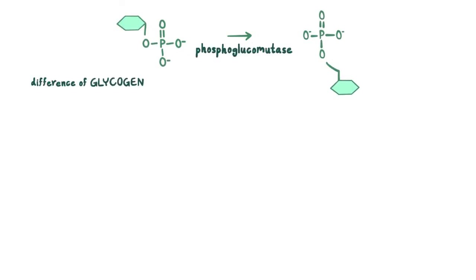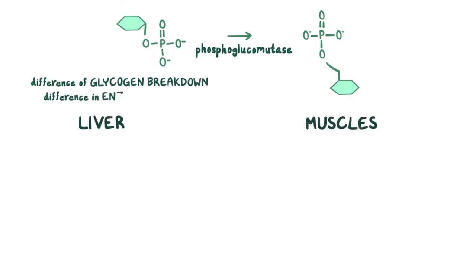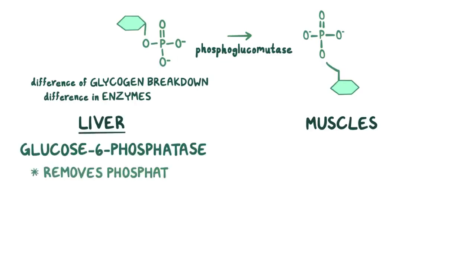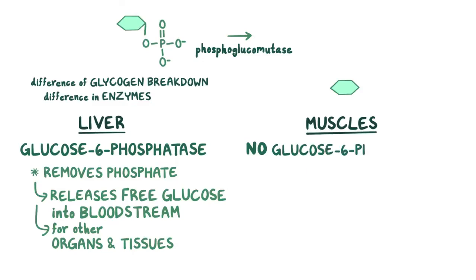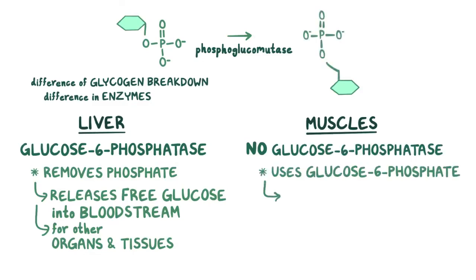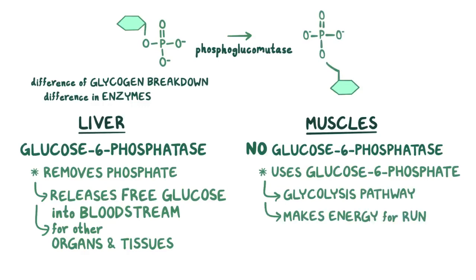The difference between glycogen breakdown in the liver and what goes on in the muscles results from different enzymes in those two tissues. In liver cells, glucose 6-phosphatase removes the phosphate off of the 6th carbon, releasing free glucose into the bloodstream for other organs and tissues to use. Skeletal muscle doesn't have this enzyme, so it simply uses the glucose 6-phosphate by sending it into the glycolysis pathway to make energy that can help you with that run.